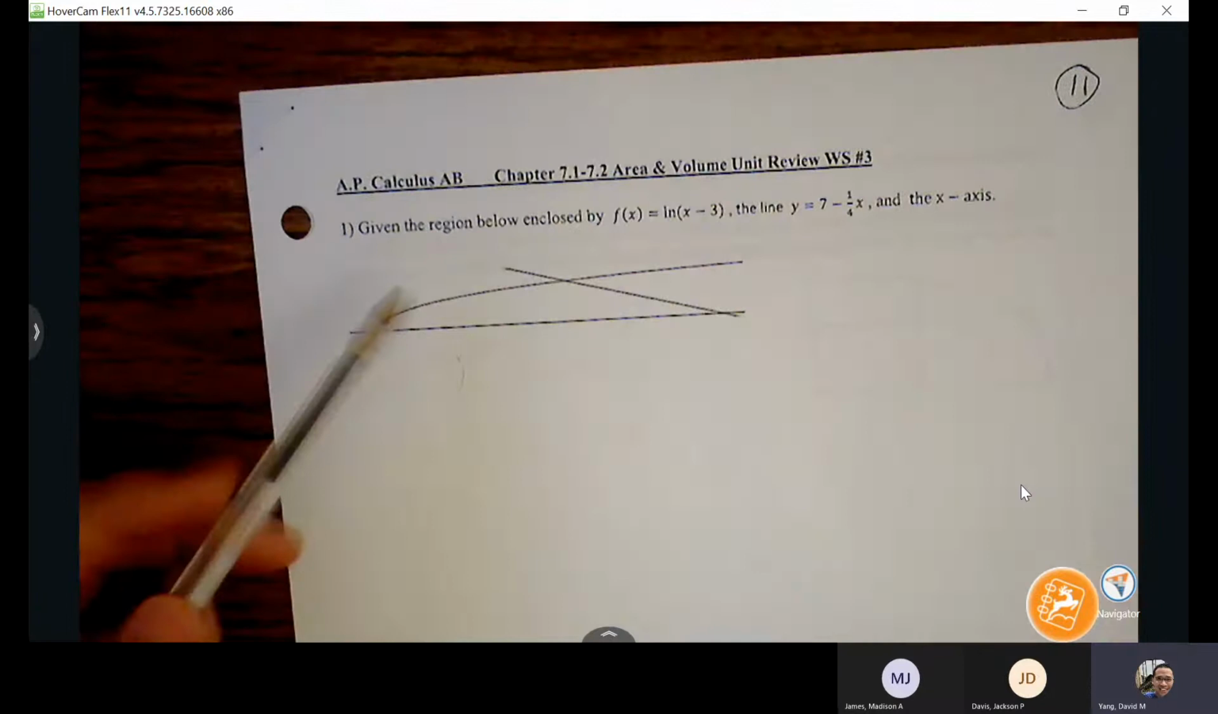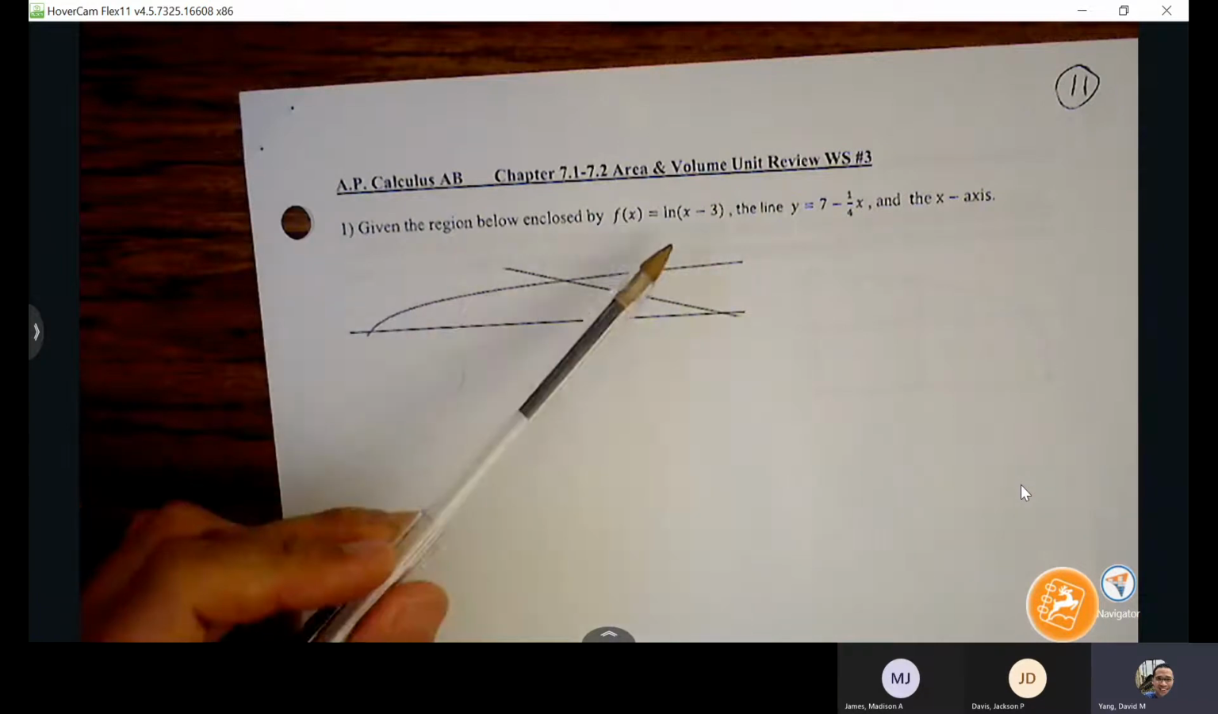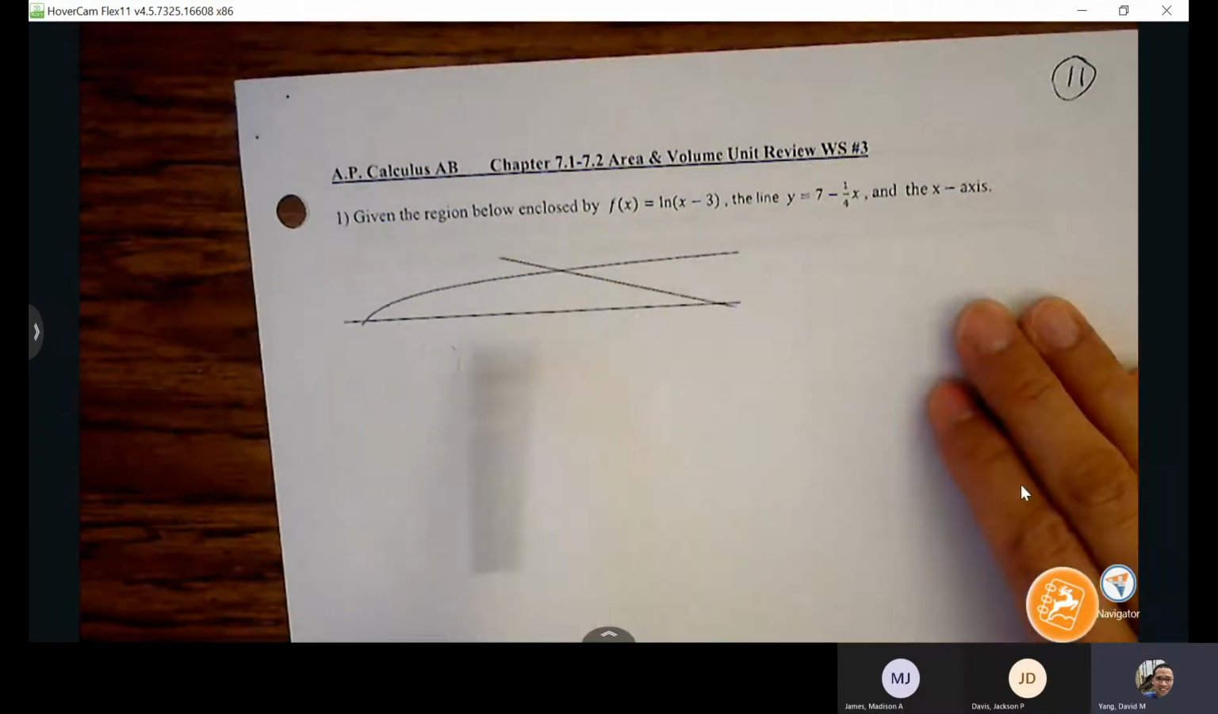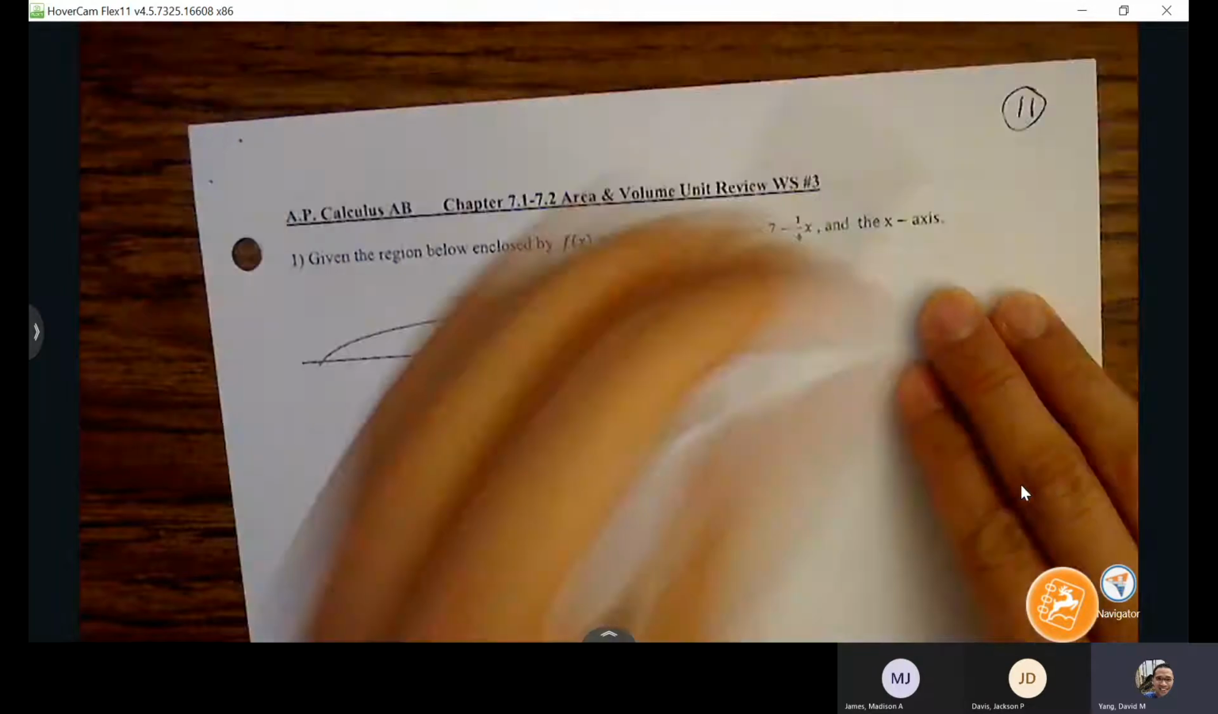All right, starting with number 1. Given the region below, we have the natural log of x minus 3, that's the curve here, and then 7 minus 1/4 x, that's the linear graph, and the x-axis. So you can see that enclosed region. I meant to say find the area.